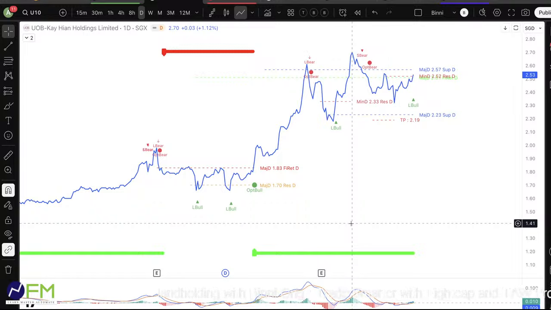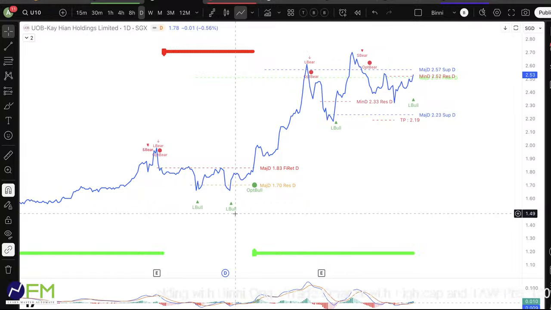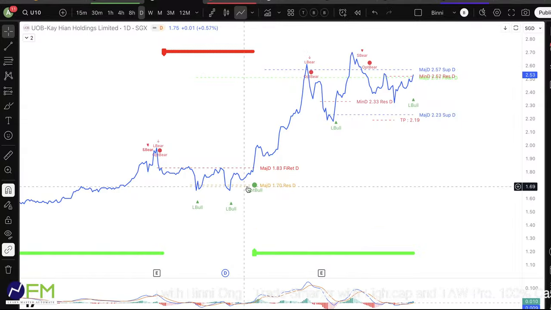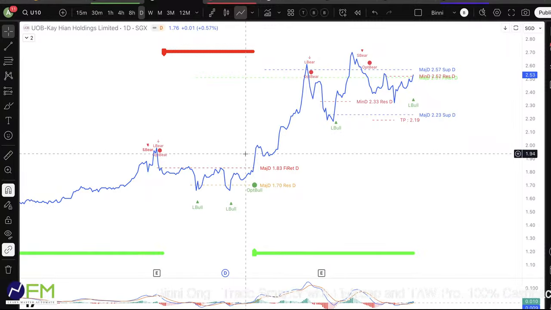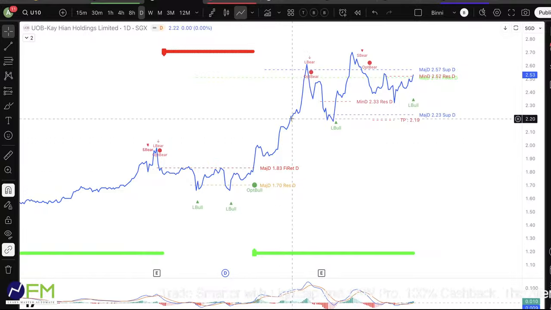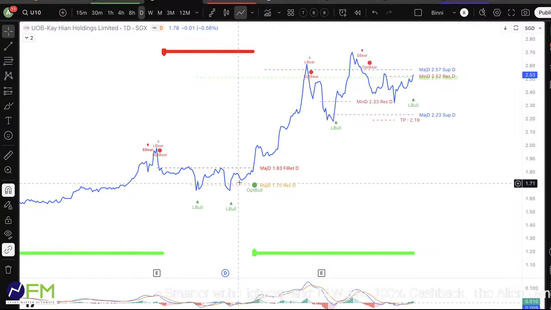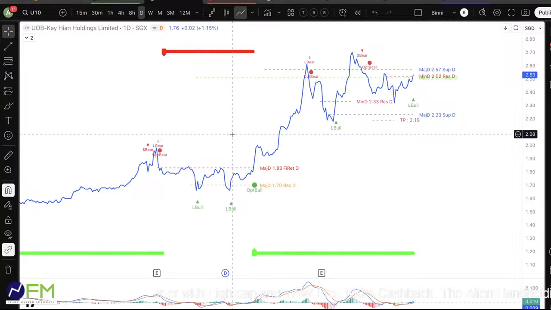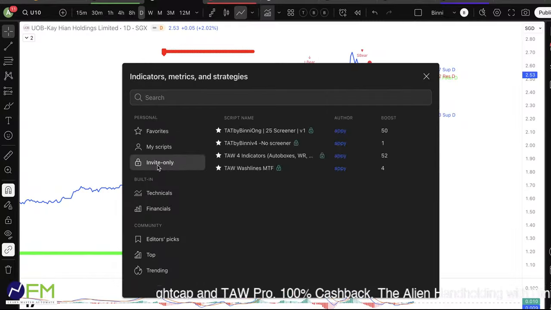So how do I actually get this, right? It's a very, very simple process, because once you receive it, you just have to load it inside your TradingView. And how to load it? It's actually very simple, because it's available as an invite-only script. Once we activate that, you will get inside here, and it's automatically inside the invite-only place. You just have to press and add it.